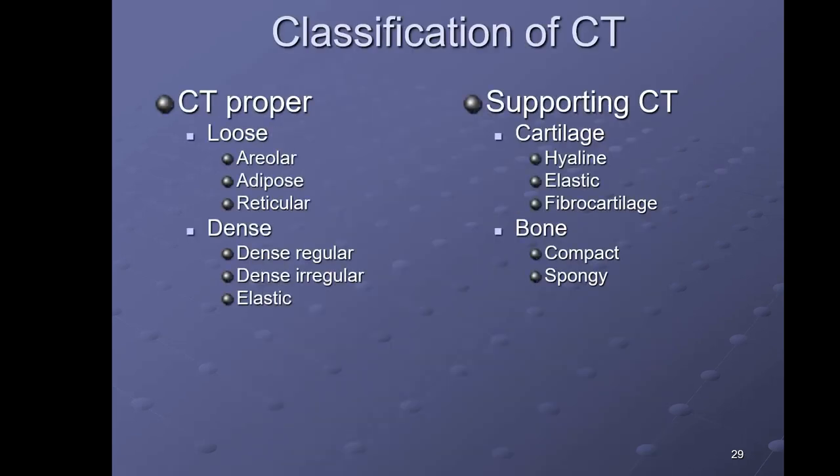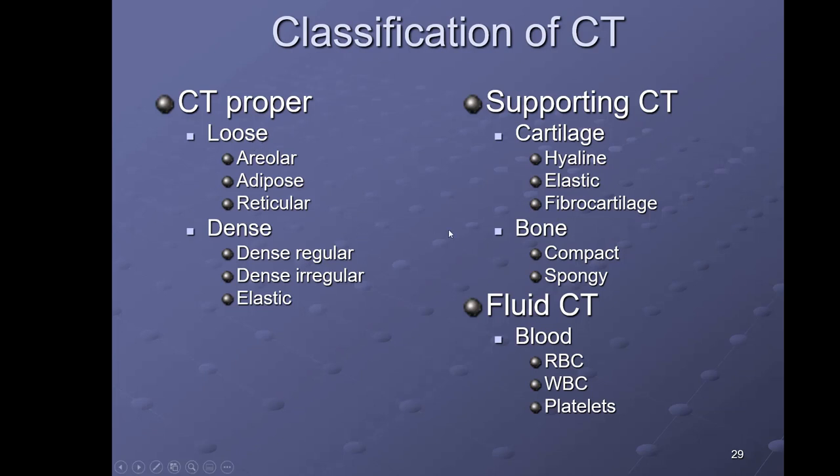So classification of connective tissue, I would keep referring back to this outline because there's a lot of different connective tissues, and this is a way to keep it organized. So we're going to talk about subtypes such as loose, dense. We'll talk about cartilage, bone, and then blood. Blood is also a connective tissue.